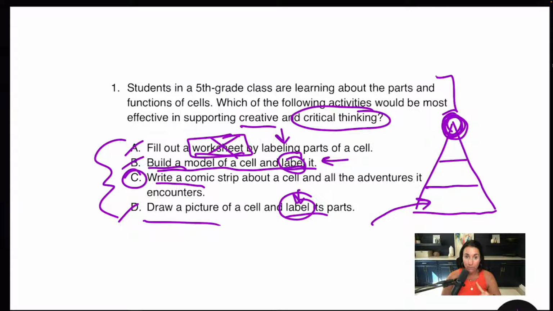Write a comic strip, certainly creative, about a cell and all the adventures it encounters. Now you have to think critically about the functions of the cell, what's going on with the cell. You really have to understand it and apply that critical thinking. C does that. D, draw a picture. Okay, that's creative, but labeling its parts, not critical thinking. So notice, focus on the verbs in the answer choices, and that will bring you to the Bloom's taxonomy piece, and you want to be up here. We want to push kids up that Bloom's taxonomy.